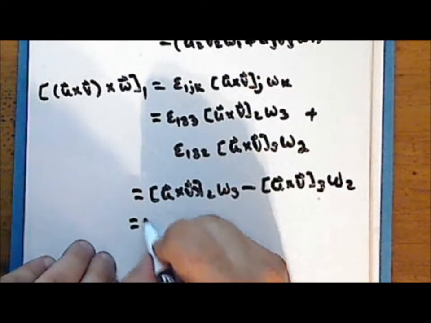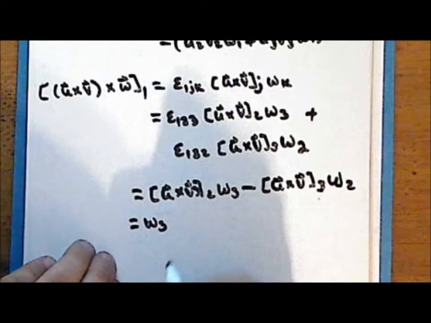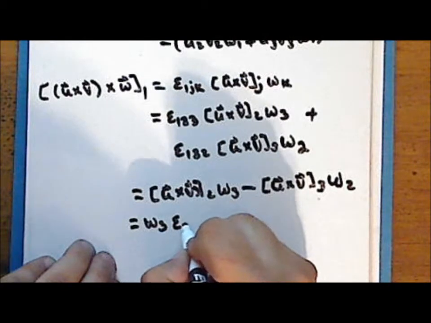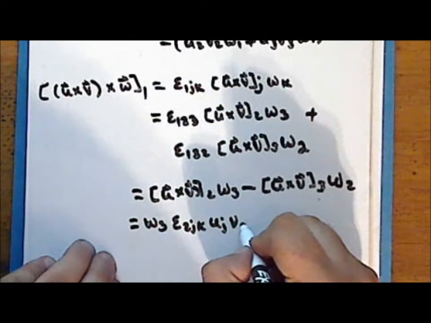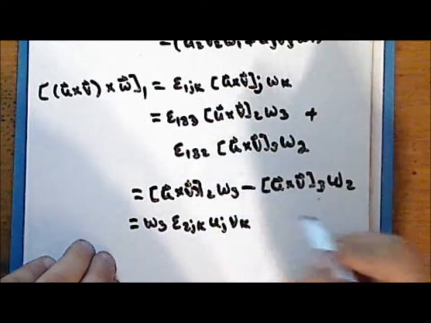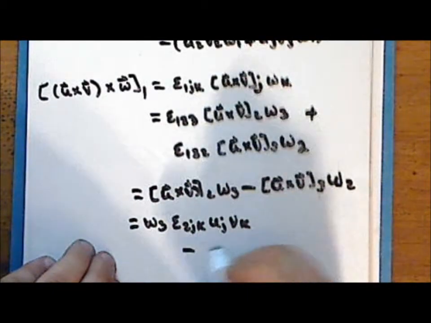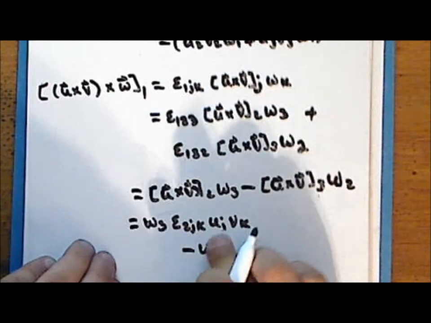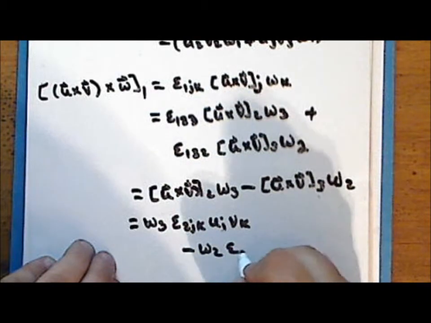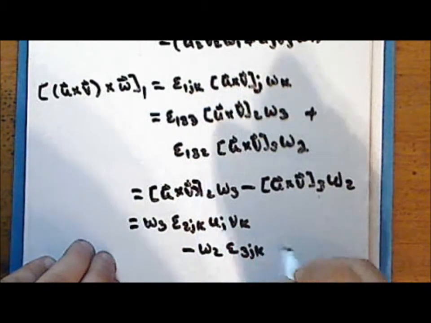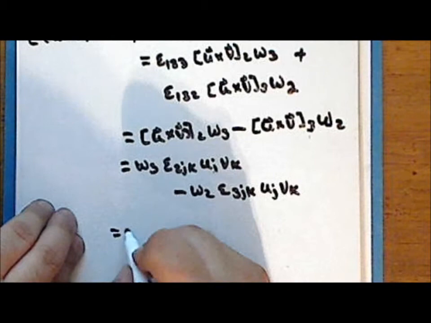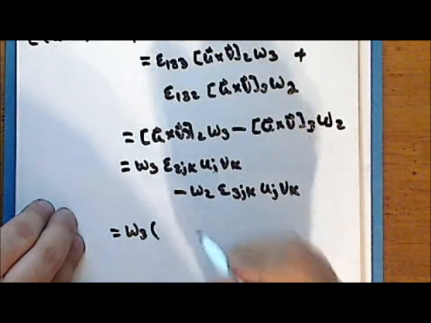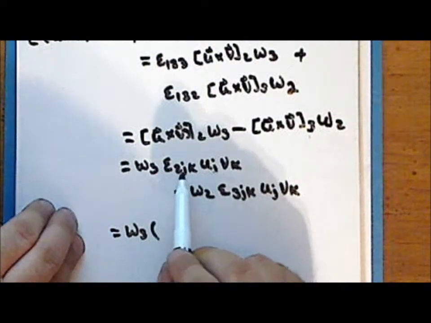And so this is the third component of the vector w times epsilon sub 2jk u sub j times v sub k, minus w sub 2 times epsilon sub 3jk u sub j times v sub k. And so this is w sub 3, and we're going to combine a few steps here.